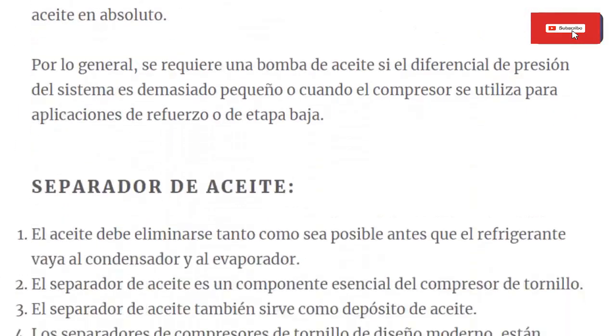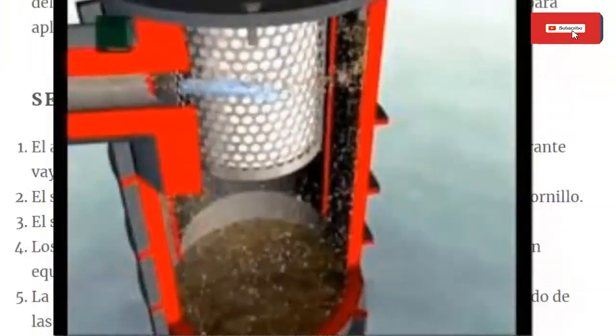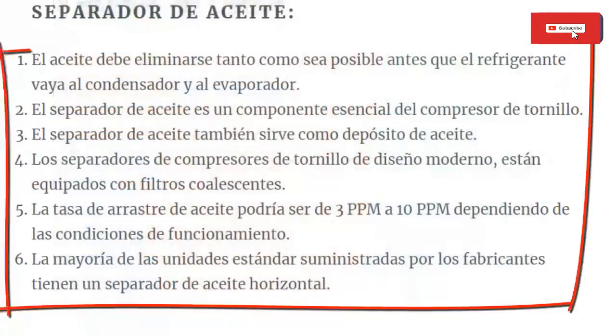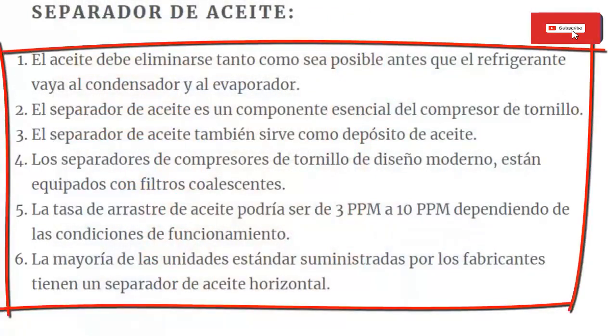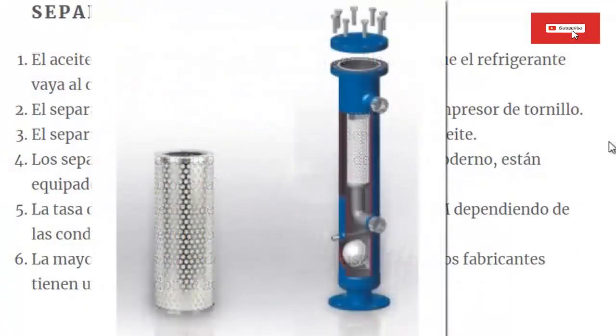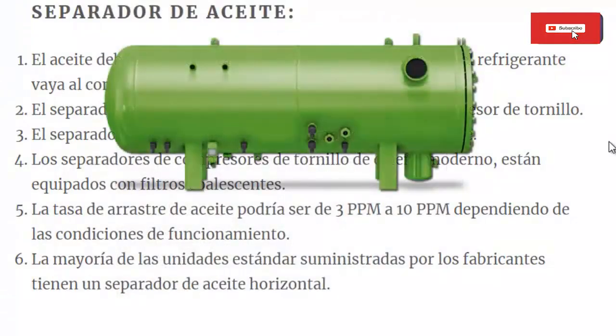The oil separator. 1. The oil must be removed as much as possible before the refrigerant goes to the condenser and evaporator. 2. The oil separator is an essential component of the screw compressor. 3. The oil separator also serves as an oil reservoir. 4. Screw compressor separators of modern design are equipped with coalescing filters. 5. Oil carryover rate can be 3 to 10 ppm depending on operating conditions. 6. Most standard units supplied by manufacturers have a horizontal oil separator.